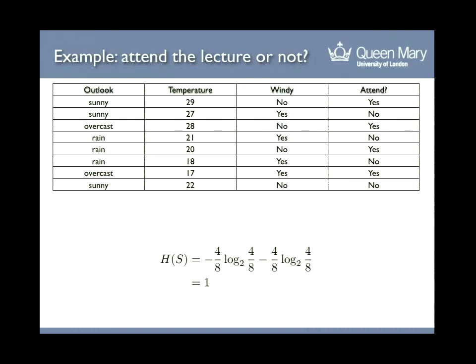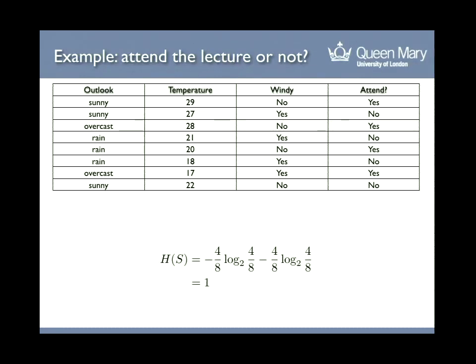Do we attend lectures or not? Now, for a different problem, we could try to build a classifier that works out whether it's windy or not, given the other three features. Or you could try to work out what the temperature is based on these three features. Machine learning can do anything. But in this case, we're assuming the causality is that the weather affects whether or not people attend lectures, and therefore we're going to try to build a classifier for this variable for attending lectures based on those three features.